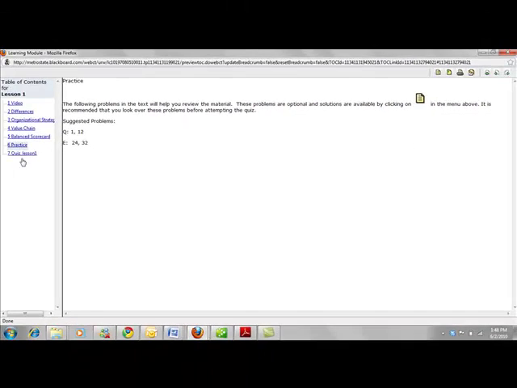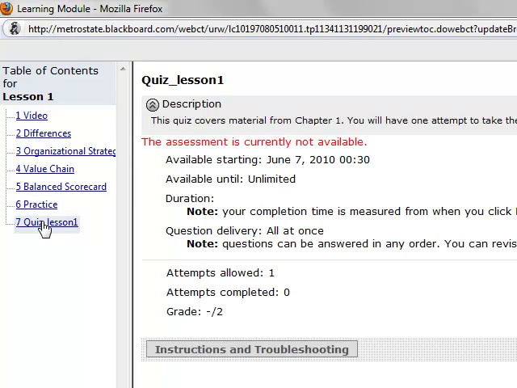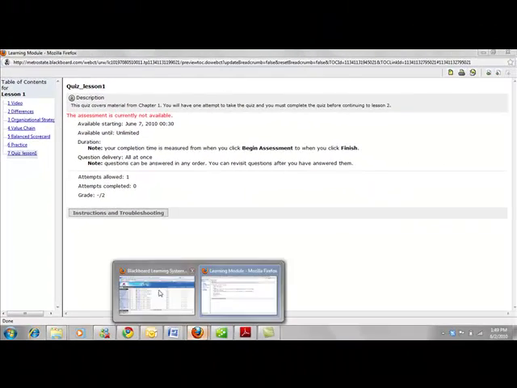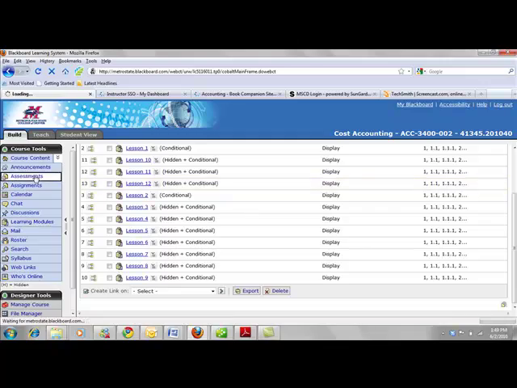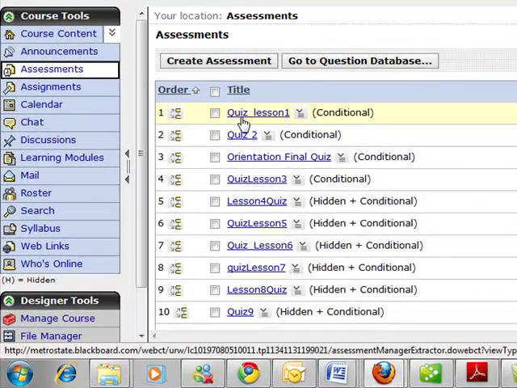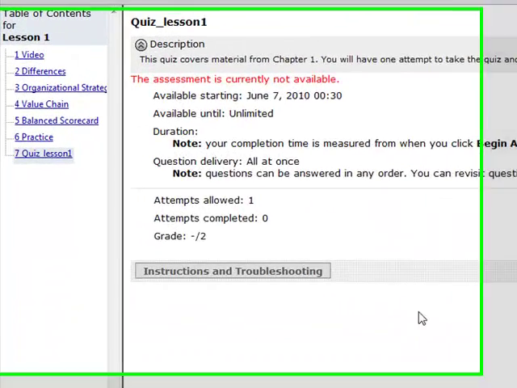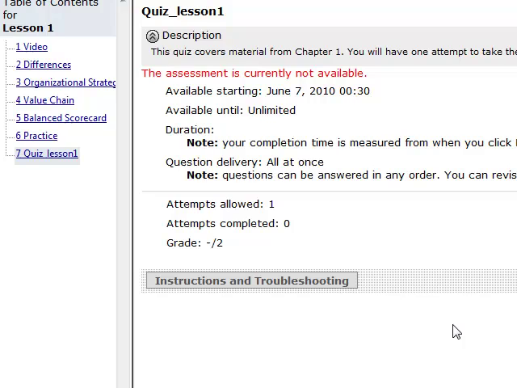After you've gotten a feel for Chapter 1, you're ready for a quiz. All you need to do is log into the Learning Module. You can go automatically to Quiz Lesson 1, or you can access it through Blackboard, going to Assessments and looking for Quiz Lesson 1. After you complete the quiz, you'll be ready to start Lesson 2.